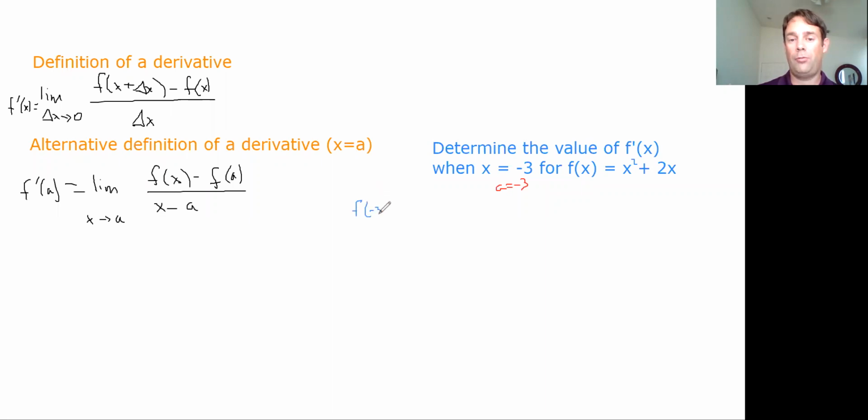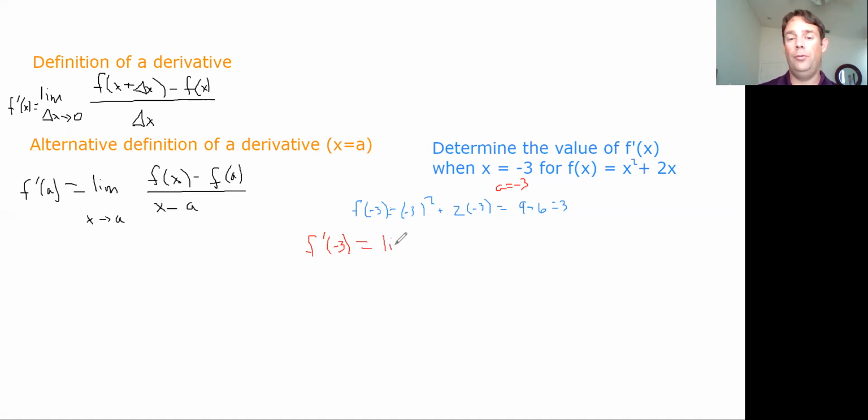So I'm going to plug -3 in. So I have -3 squared plus 2 times the -3. And when I plug that in there, friends, I'm going to get 9 minus 6, which is 3. So here's how this little formula works. It says, all right, I want to figure out the derivative at -3.